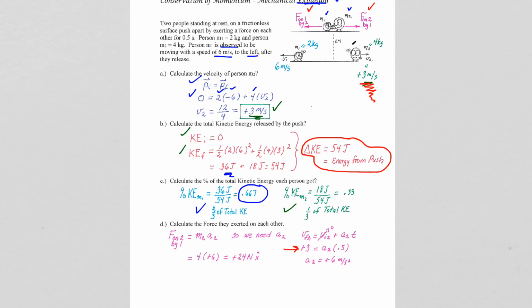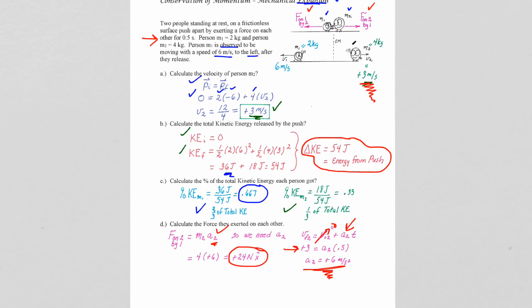They started from rest, so the initial velocity was 0. The acceleration of particle 2 is what we're looking to solve for, because we want to plug that in for A2. And we were told that they pushed apart for 0.5 seconds. So for half a second, they pushed apart. And that means the acceleration of particle 2 was 6. We plug in 6 for the acceleration of particle 2 times the mass, and we get 24 newtons.